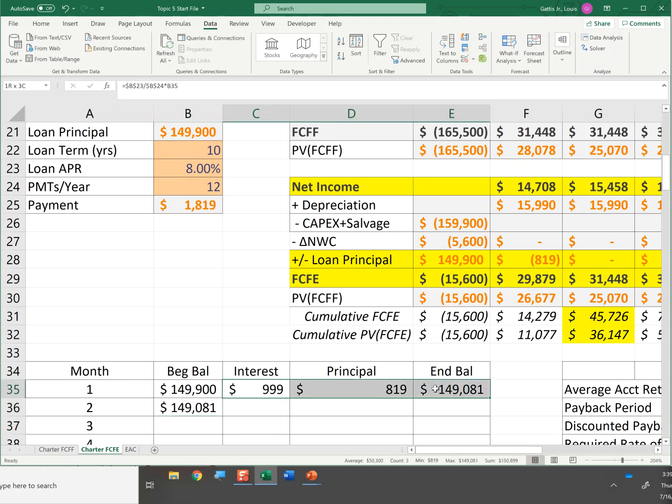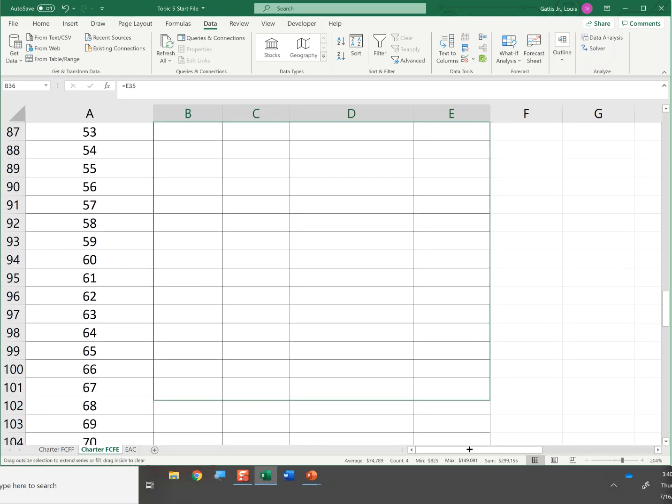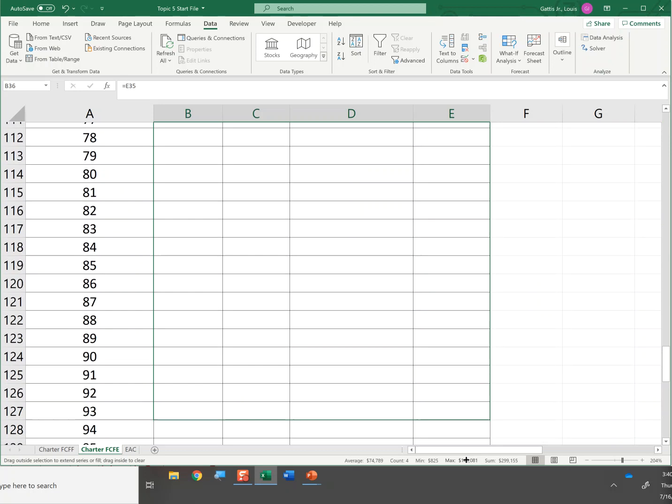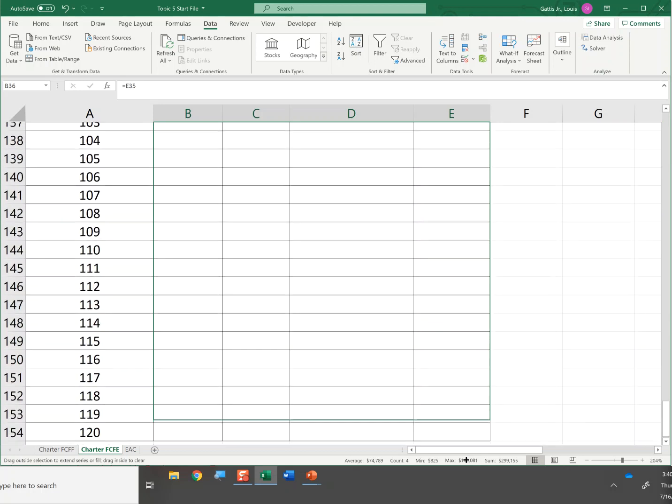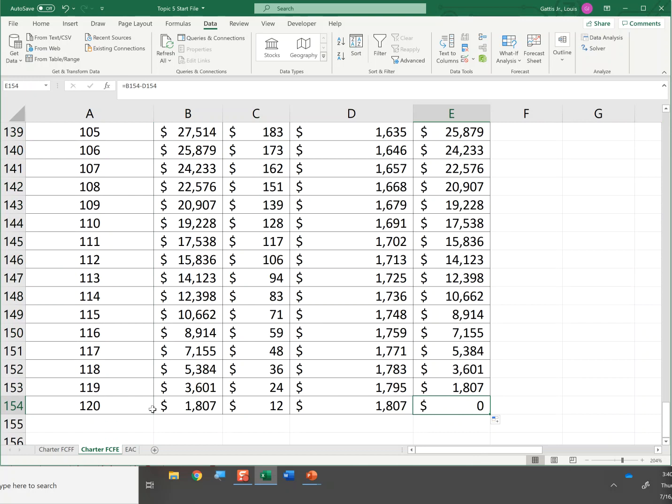And then I can copy these formulas down if I anchored them correctly, for my 120 months, and make sure the last value in month 120, the ending balance, is 0. That means I did it right. Otherwise, I've got to figure out what I did wrong. And there we go. The 120th payment is $1,807 beginning balance. I pay like $12 of interest, and it exactly pays off the loan.